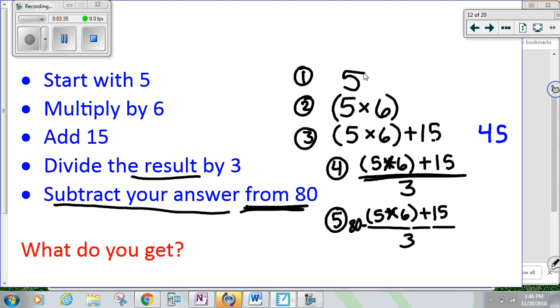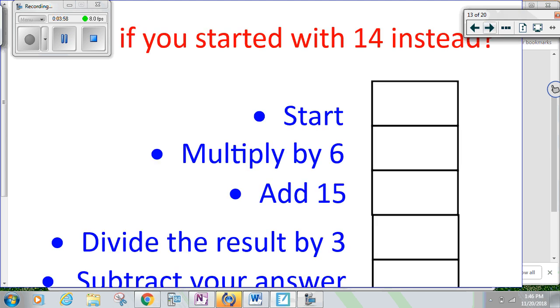And I didn't keep up here on my right column, so I have 45. I'm dividing that by 3 to get 15, right? And I'm subtracting that from 80, so 80 minus 15 is 65. It's really important to follow that order of operations, or I'm going to come up with different answers than everybody else. All right, let's try another one.